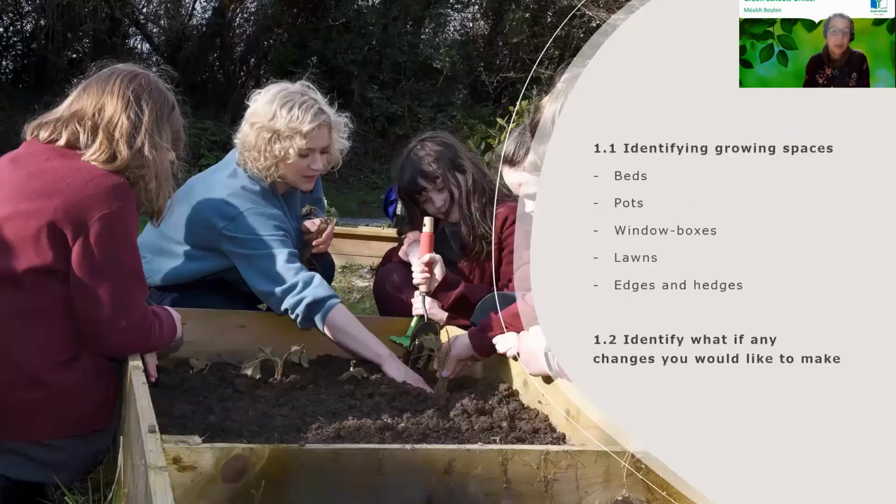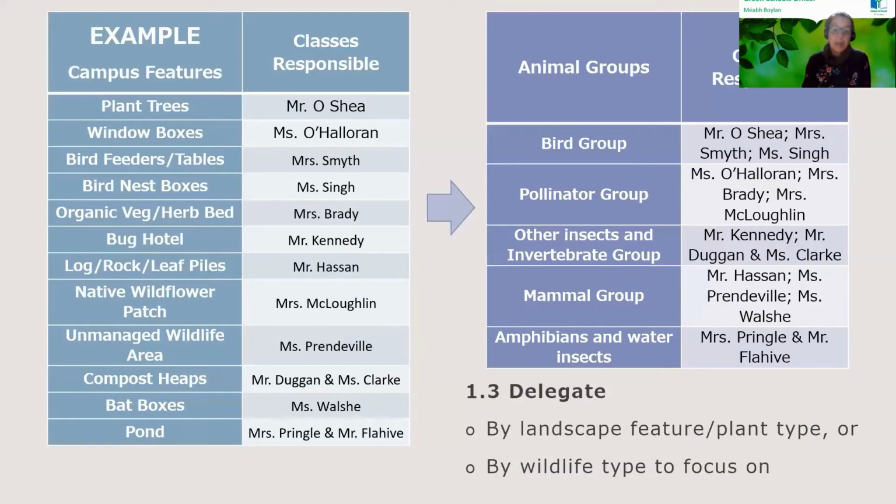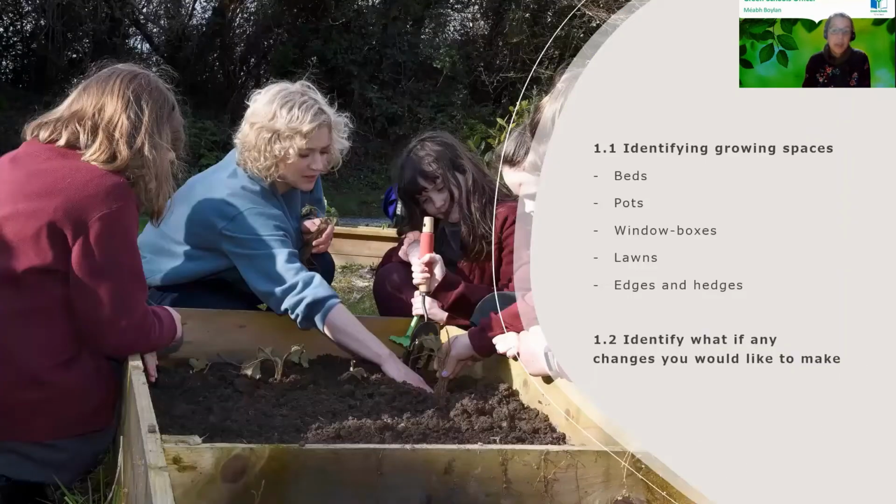So identifying your growing spaces, that's identifying your beds, your pots, your window boxes, your lawns, and edges and hedges. So these are the places that you can plant up with pollinator-friendly plants, that you can maybe put a wildflower meadow into, or you can grow trees around your edges and hedges, or you can let them grow wild, which also is great for biodiversity. And then just identify what, if any, changes you would like to make.